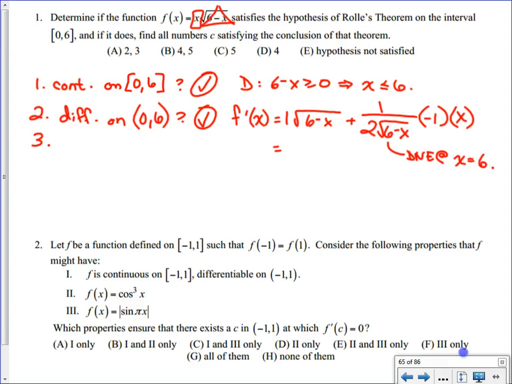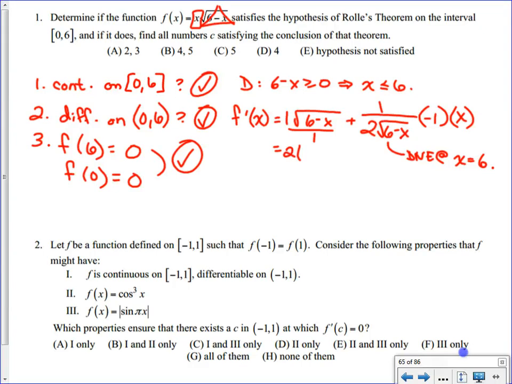Differentiable, check. f of B equals f of A. Is that true? Plug in 6, that's a 0. Plug in 0, that's a 0. Okay, yep, those are equal. Now what? Now we find where it's 0. Let's come back to our derivative. I really want to set it equal to 0, but it's kind of messy right now, so why not get a common denominator? That'd be a great idea.